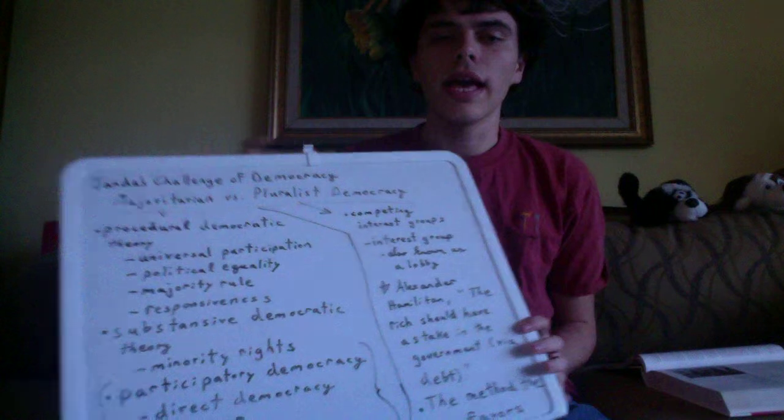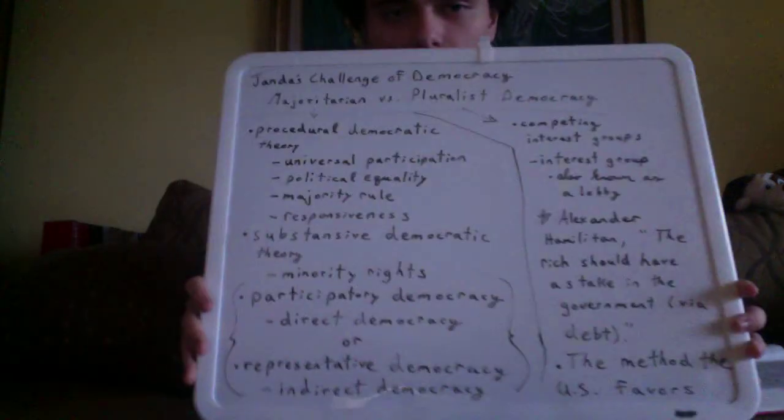And just like with those three roles, American government especially is constantly going back and forth between majoritarian and pluralist. But by the end of this video, you'll see that the American political system tends to favor the pluralist perspective more. But anyway, let's go ahead and first understand what each is.